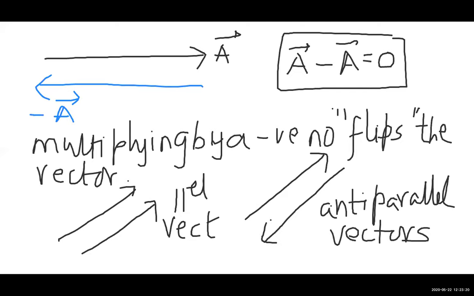So multiplying a vector by a negative number flips the vector, right?